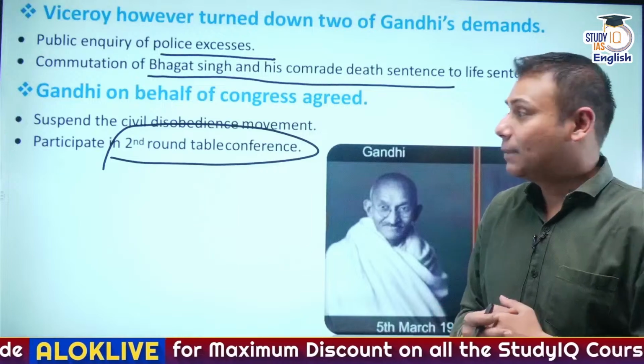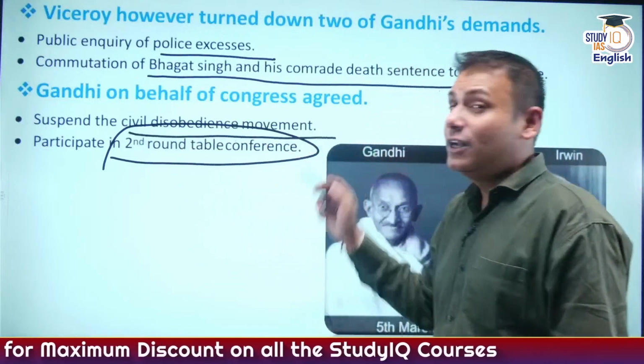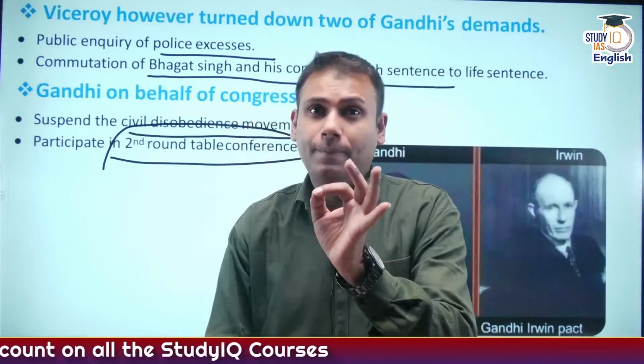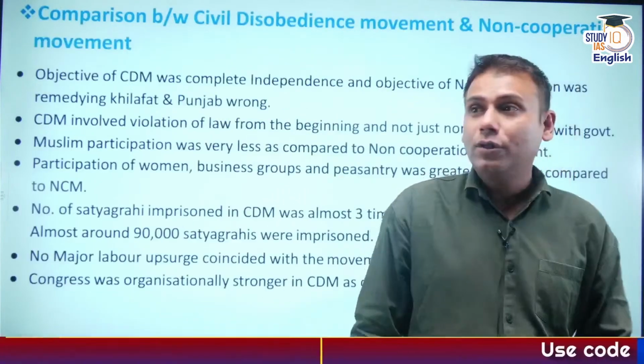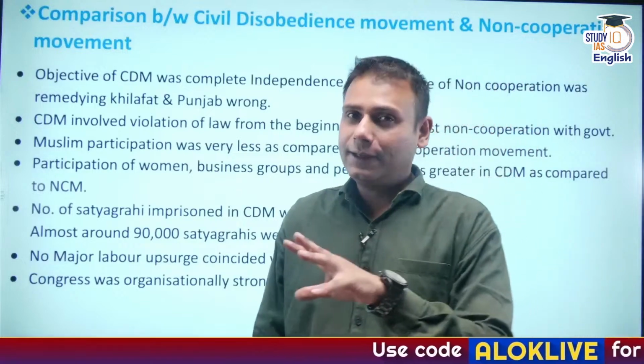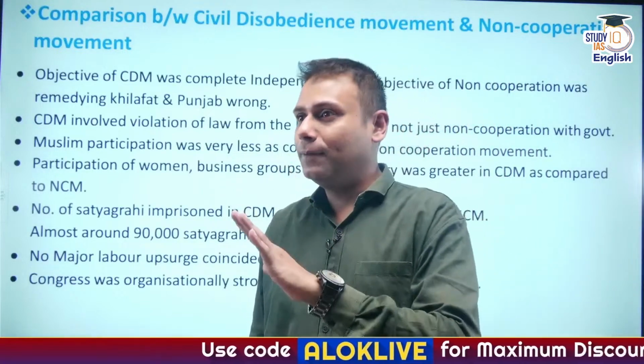And the second thing that he accepted was to suspend the civil disobedience movement temporarily, not permanently. Okay, so this was majorly about the Gandhi-Irwin Pact as a part of the civil disobedience movement.